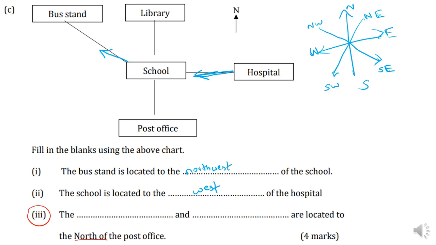The blank and blank are located to the north of the post office. If you go to the post office and look at the north side, you will see the school and the library. You can say the school and library are located to the north of the post office. So this is how you get the answer for that, right?